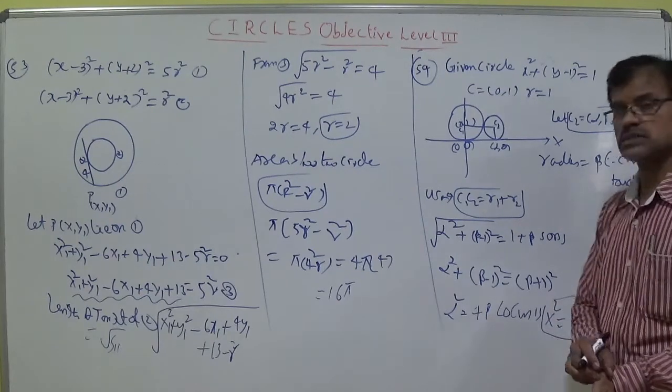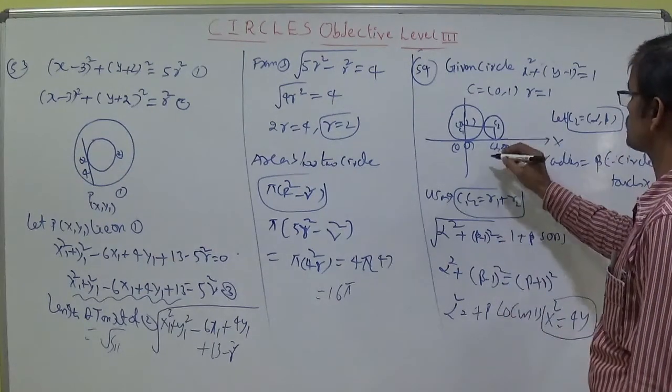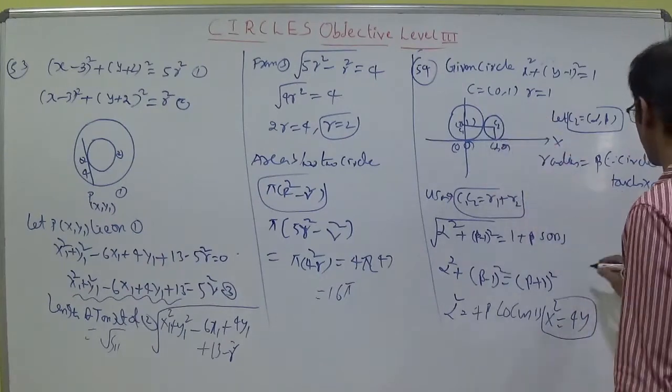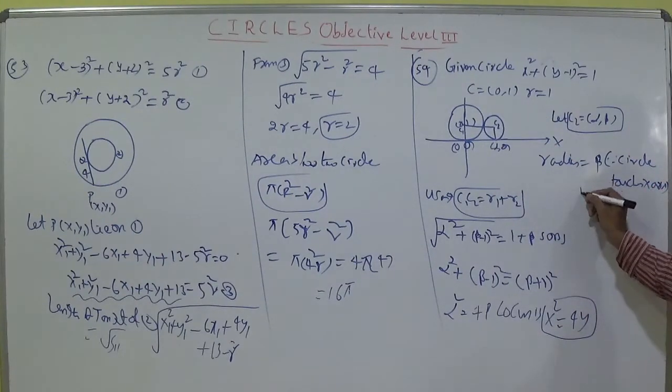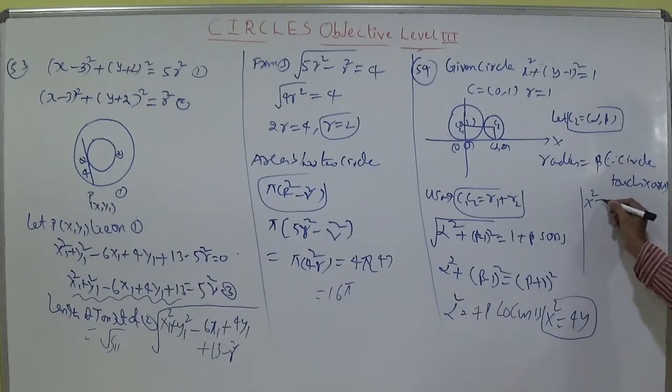Whenever the locus is x square is equal to 4y, that is the locus of the center. So x square is equal to 4y is a parabola.